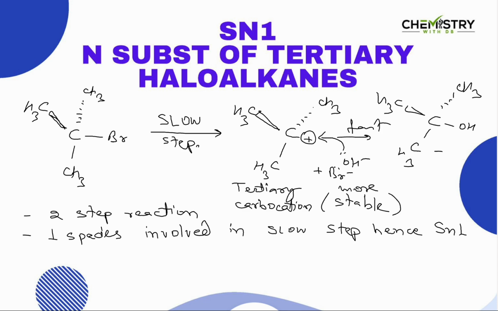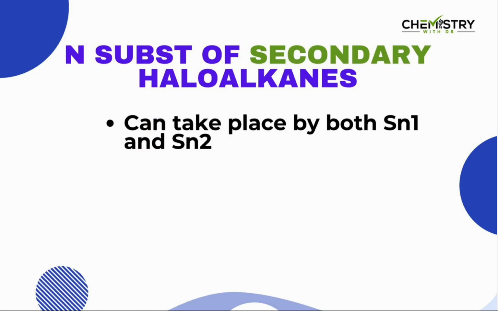The first step is the slow step, the second step is the fast step, and only one species is involved in the slow rate determining step. This is why it's known as an SN1 reaction mechanism. The secondary halogenoalkanes can take place by both SN1 and SN2. That means through the transition state or in the two steps.